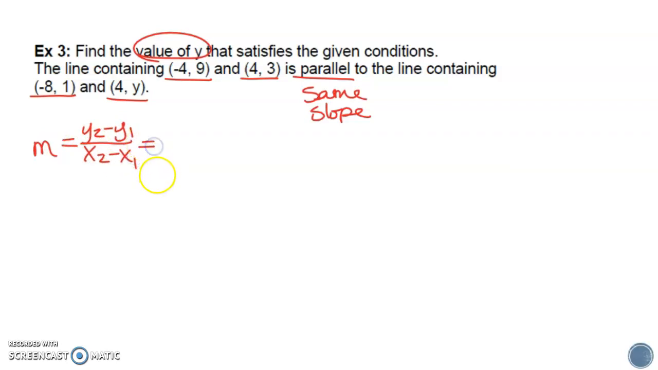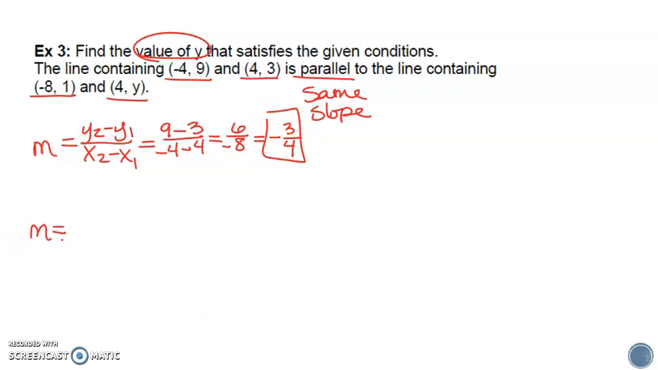Remember, it's always good to start with the plan. So in my first line, I have 9 minus 3 over -4 minus 4. 9 minus 3 is 6. -4 minus 4 is -8, and that simplifies to -3/4. So here's my slope of the first line, and I need my second line to match that slope. So I'm going to do my slope formula again, but this time with these 2 points. So I have y minus 1 over 4 minus -8. Y minus 1 on top, 4 minus -8 would be 12, and I need that to equal -3/4.